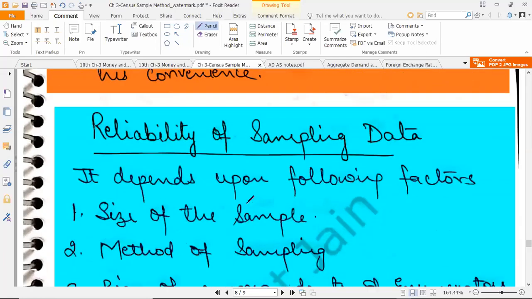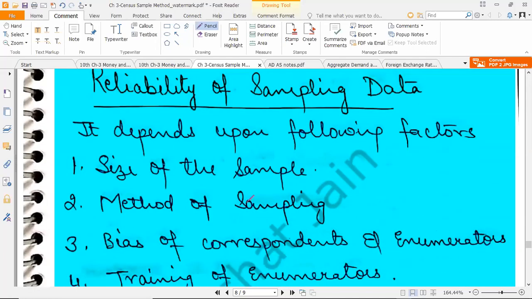Let's move further. Now, what decides the reliability of sampling data? The reliability of the sampling data depends upon the following factors. First, the size of the sample. If the sample size is large, the reliability is going to be more, and if the sample size is less, the reliability is going to be less.